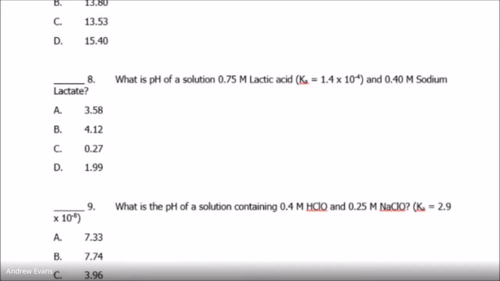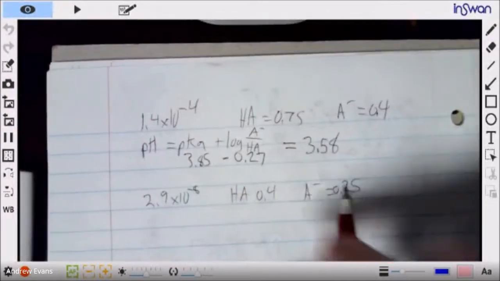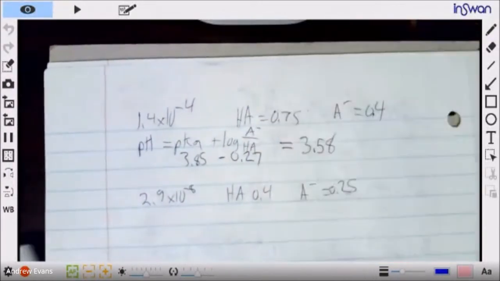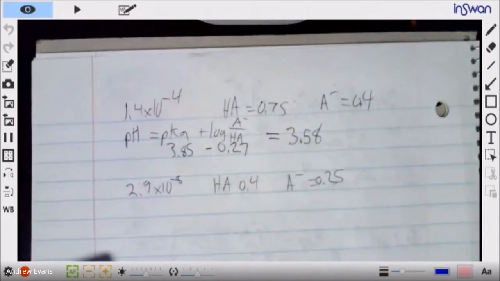What is the pH of a solution containing hypochlorous acid and sodium hypochlorite? Ka, same problem, 10 to the negative 8th. We have HA is 0.4. A minus is 0.25. The only difference is that we're dealing with a much weaker acid.